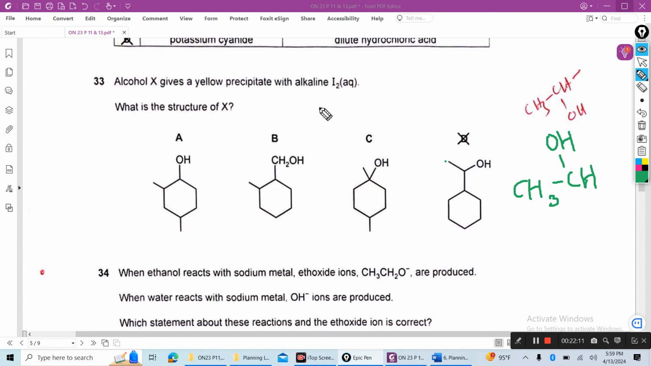That alcohol reacts with alkaline iodine to produce iodoform, a yellow precipitate. So this contains CH3, this group, a secondary alcohol group, but here no CH3, so that's why the answer is D.